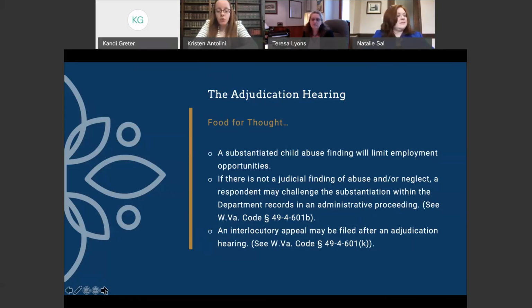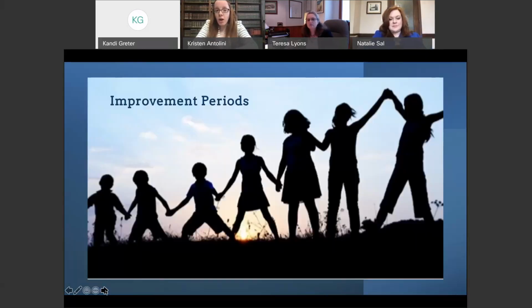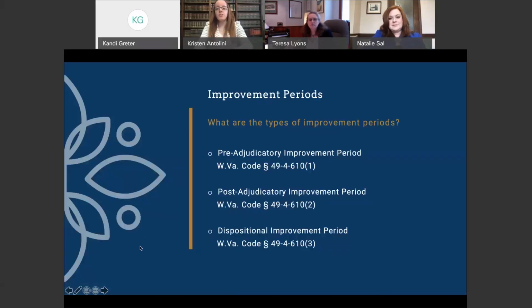We are going to move on to improvement periods, and Natalie Sal is going to be presenting for us. So Natalie, what are the types of improvement periods available to respondent parents? Well, the types of improvement periods that are available are a pre-adjudicatory improvement period, a post-adjudicatory improvement period, and a dispositional improvement period, and they all occur at different points during the proceedings.